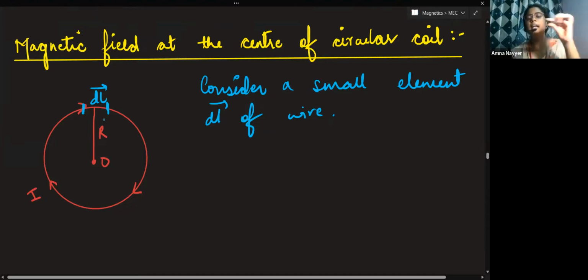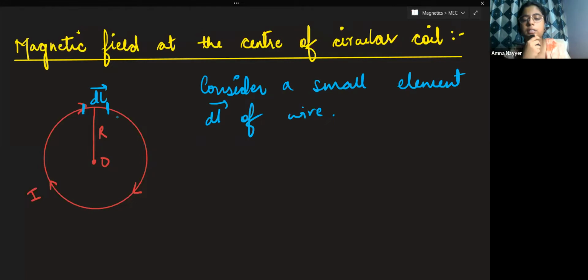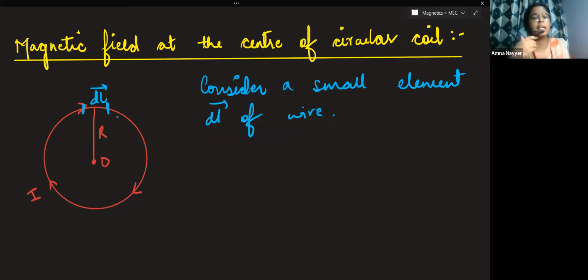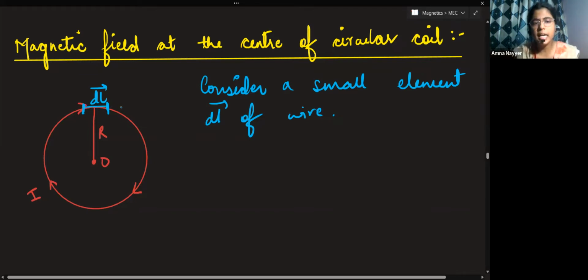So see, DL is a very small segment that we have taken on the wire. This was our wire, the complete circular wire is there. So current is flowing right now in clockwise direction. We'll see for anti-clockwise as well. The current can flow in any direction. Right now, I'm just considering it as flowing in clockwise direction. DL will always be tangential. So now with the help of this you can calculate the direction with the help of the right hand rule.